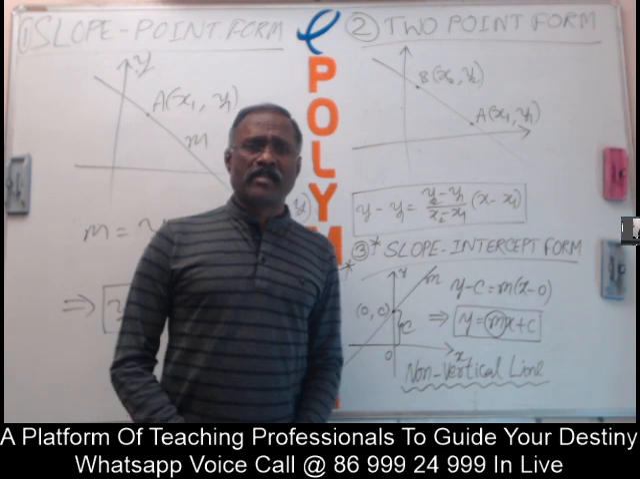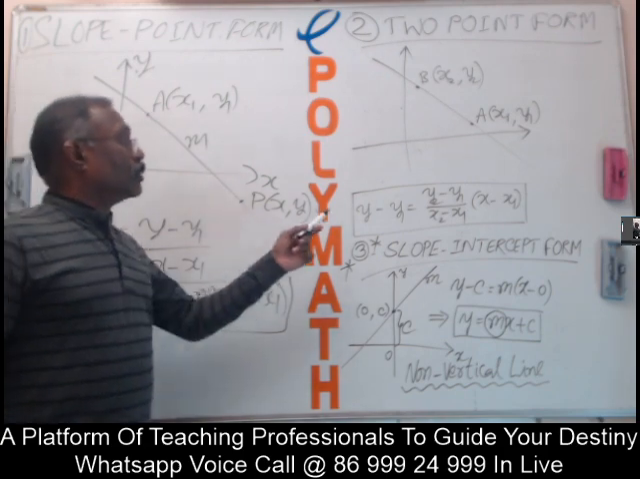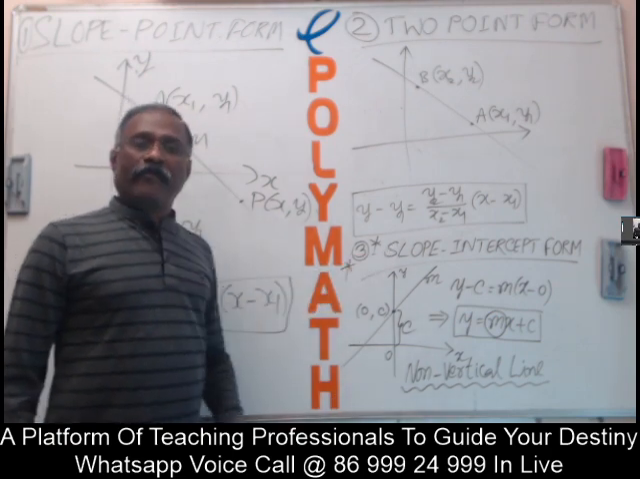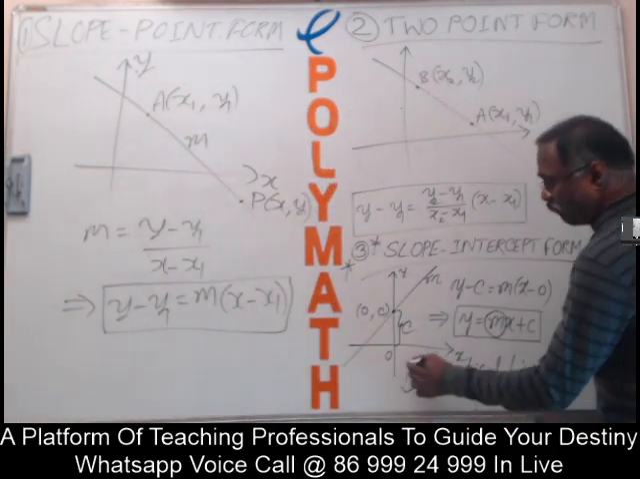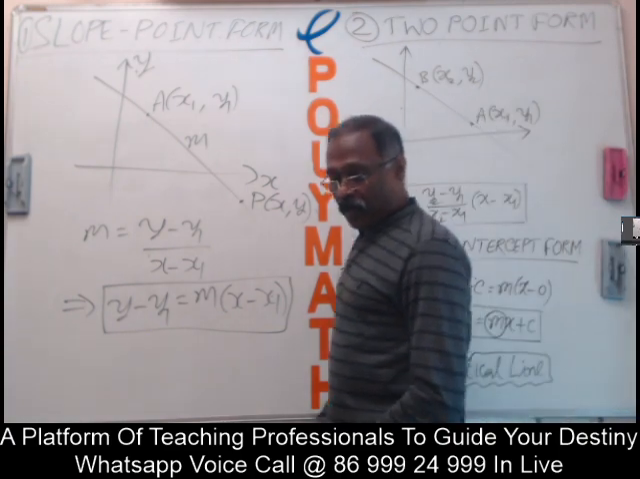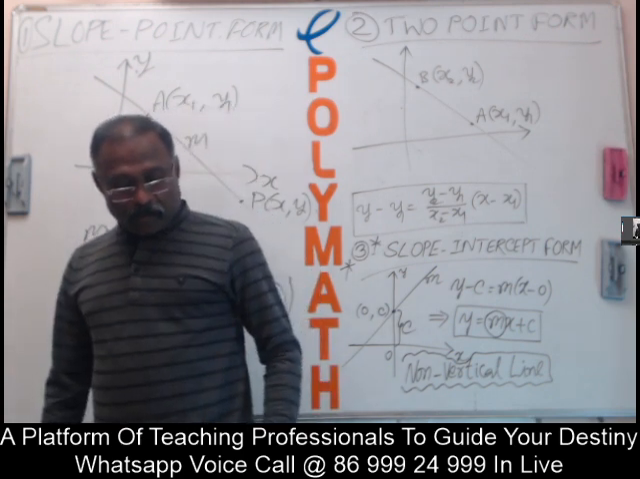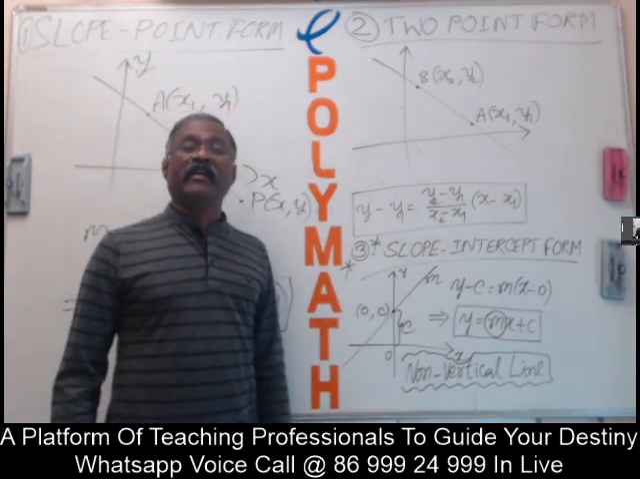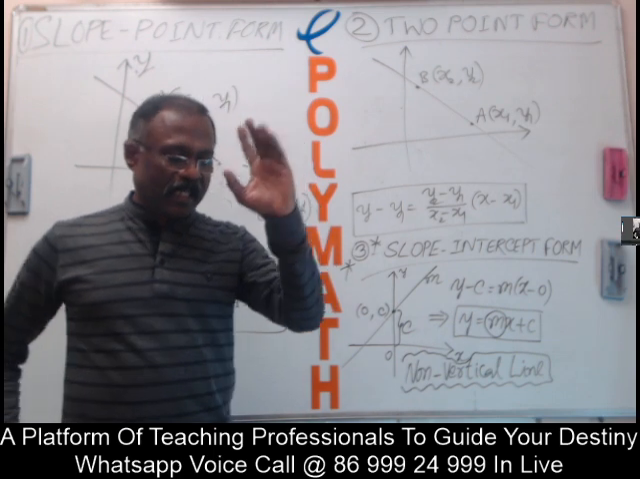Okay. What are the three different forms now? Number one, slope point form: y minus y1 is equal to m into x minus x1. Number two, 2-point form: y minus y1 is equal to y2 minus y1 by x2 minus x1 into x minus x1. Number three, slope-intercept form, y is equal to mx plus c. Note that it should be a non-vertical line. Sometimes if you start by taking y is equal to mx plus c, and your final answer is to be a vertical line, then you don't get that result. In that case, how the line is to be taken, I'll explain that.